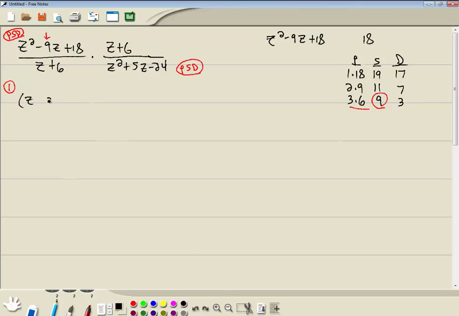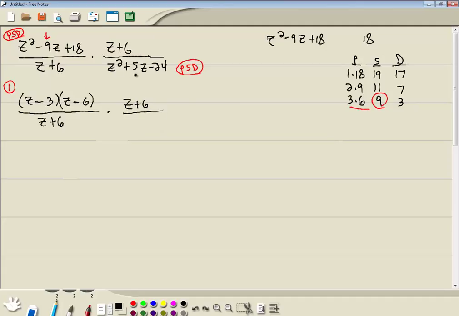So we got z and then 3, and z and 6. Well, now we need to figure out what our signs are going to be. For the larger number in the P column, we're using 3 and 6, so the larger one is a 6, and it will always be the same sign as the middle term, which in this problem is negative. The number I circled is in the S column, S for same signs, both positive or both negative. Since this one's negative, then this one has to be negative.